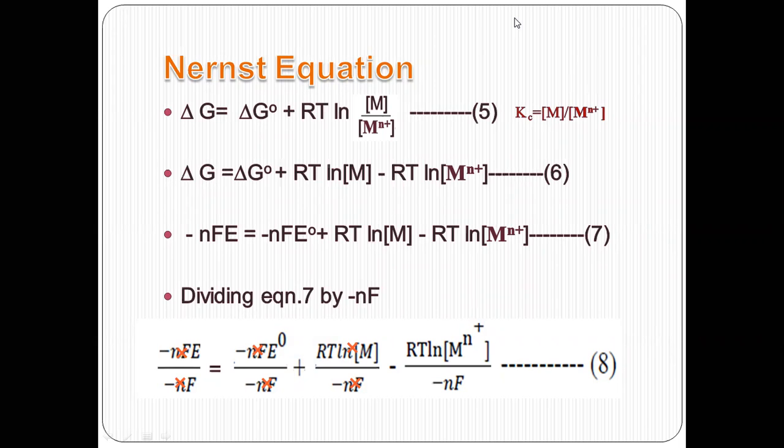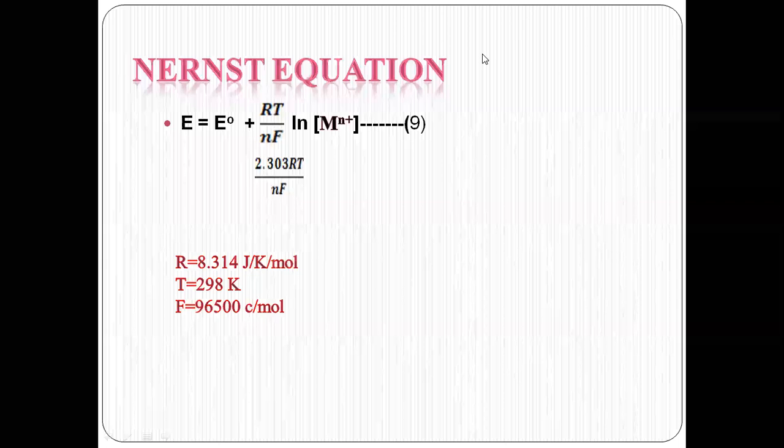Cancel all the terms, and we'll get the next equation. So now we are moving to the next step: E equal to E naught plus RT divided by nF ln Mn+. This is denoted as the ninth equation.